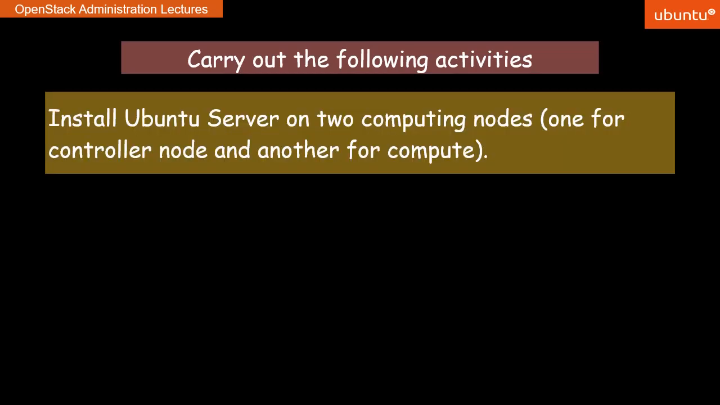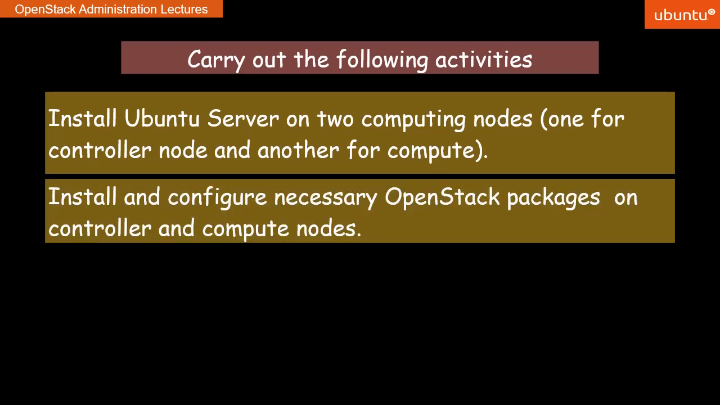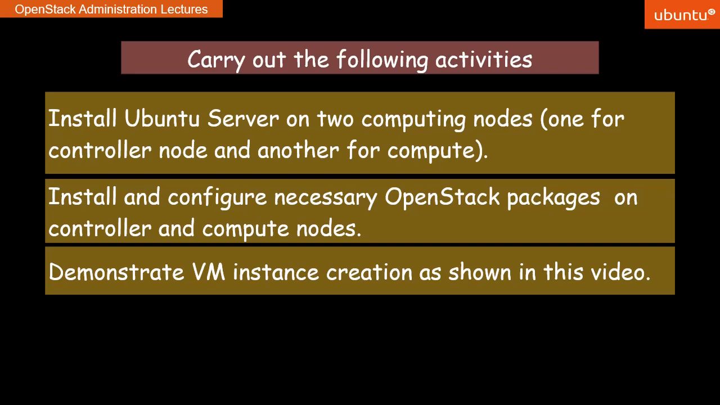Carry out the following activities in the laboratory or home. Install Ubuntu server on 2 computing nodes, one for controller node, and another for compute. Install and configure necessary OpenStack packages on these nodes. Demonstrate VM instance creation, as shown in this video.